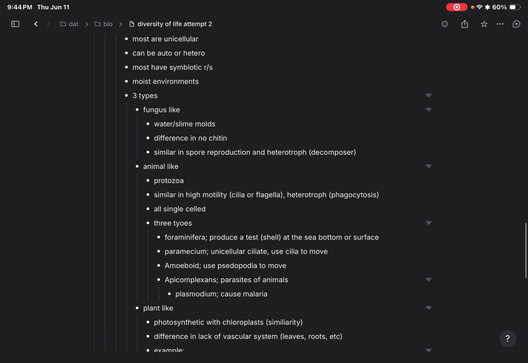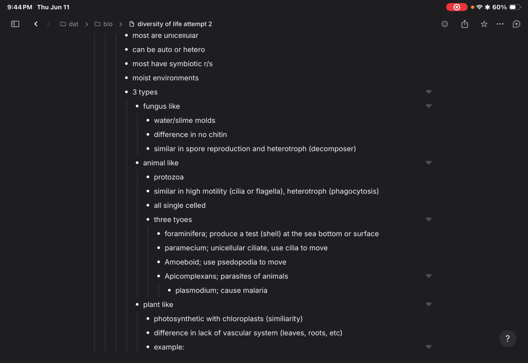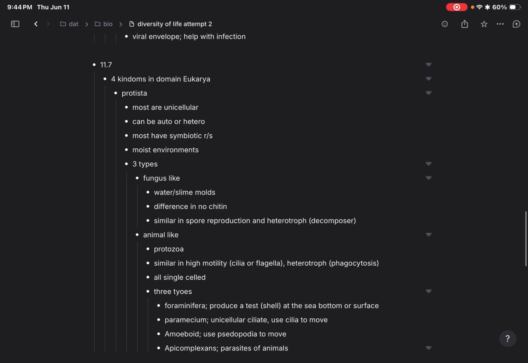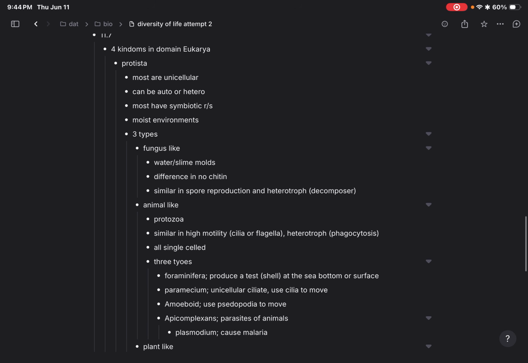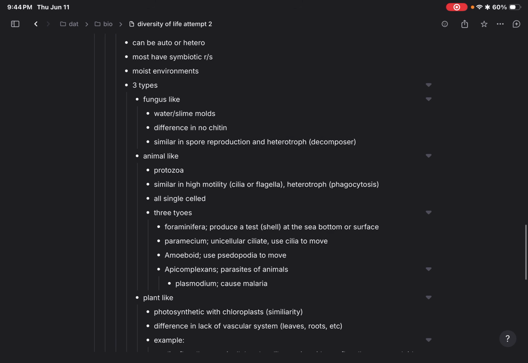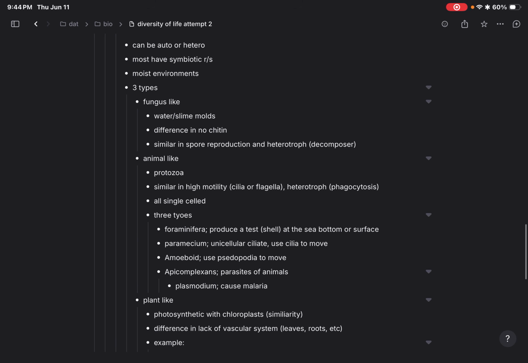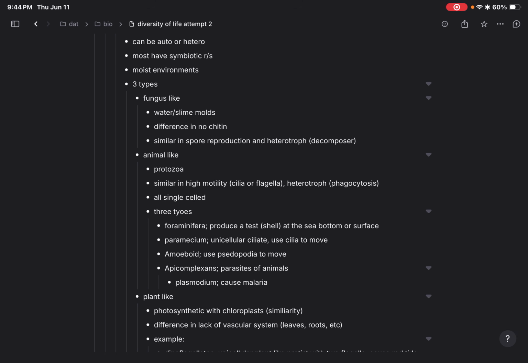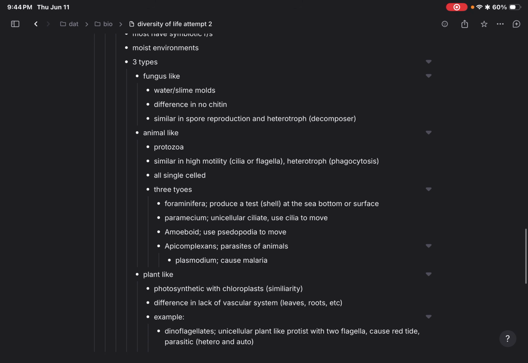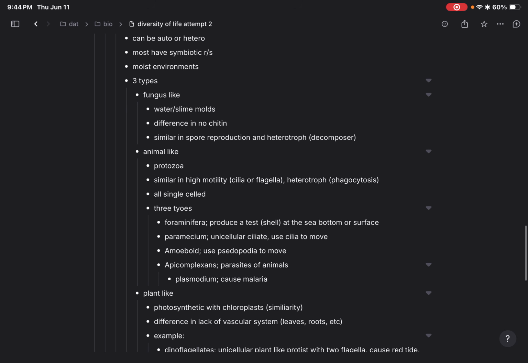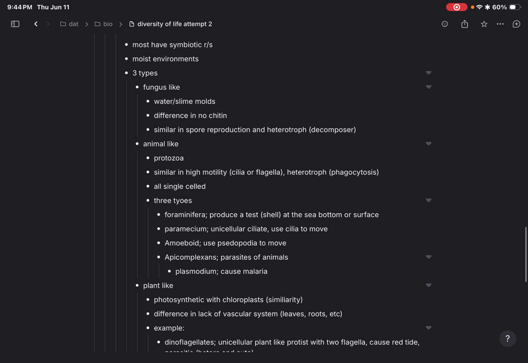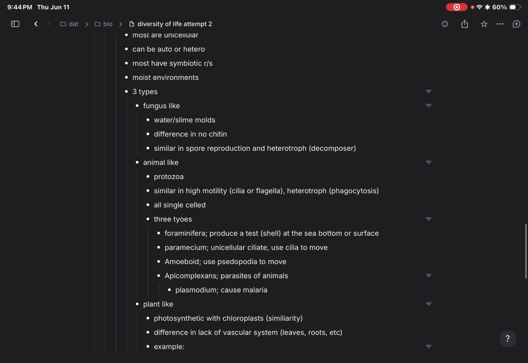So water and slime molds are the fungus-like protists, which means they are unicellular. A key difference between fungus and fungus-like protists is that fungus-like protists do not have chitin, while fungus will have chitin. The ways they're similar is that they are decomposers, and they also do spore reproduction.